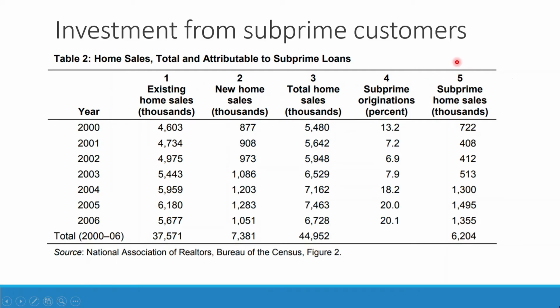Now it's the investment from subprime customers. As you can see here, subprime home sales in thousands went from 408 in 2001 to 1355 around 2005 to 2006. This was the result of the huge demand for CDOs.